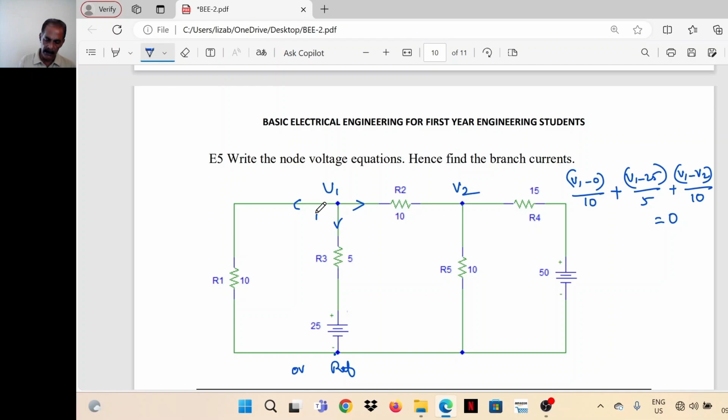Again for node 2: this is node 1, this is node 2. This current, that is V2 minus V1 divided by 10, plus the current in this branch, V2 minus 0 by 10 or V2 by 10, then the current in the branch connected to the 50 volt battery, V2 minus 50 divided by 15, is equal to 0.